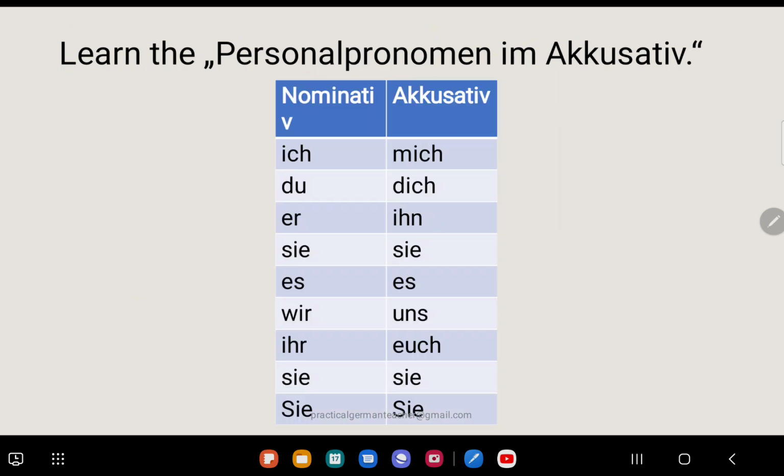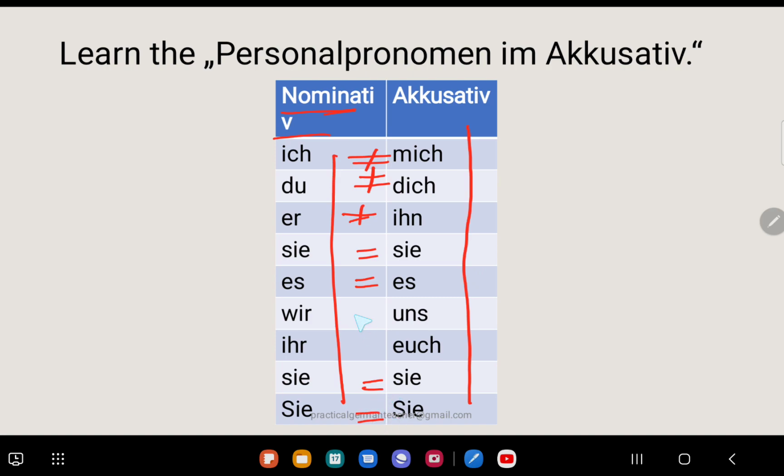Then let's look at all the personal pronomen. Here you have all the personal pronomen in nominative case. Here you have all the personal pronomen in accusative case. So ich, mich, du, dich, er, ihn, sie. Here there is a change, here there is a change, so it's not equal to. Here it's the same, the same, right? But here it is not the same. So you just remember one, two, three, four, five. These five you have to learn.